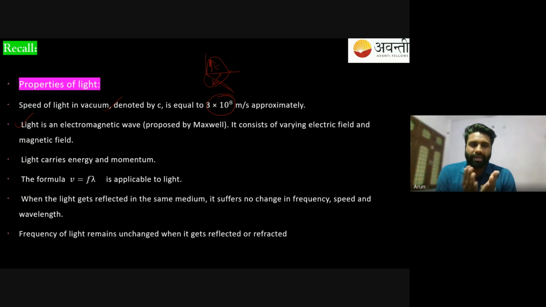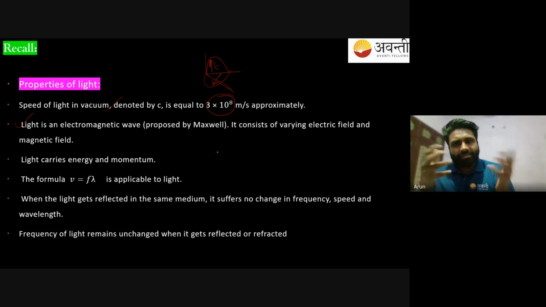The formula v = fλ, where f is the frequency and λ is the wavelength, is applicable to light. When light gets refracted through some medium, there is a change of speed and wavelength. But if it is reflection, then there is no change of frequency, speed, and wavelength. And there is no change of intensity if it is a perfect reflection.